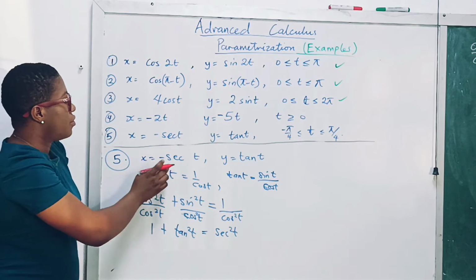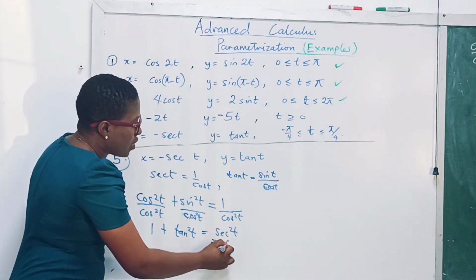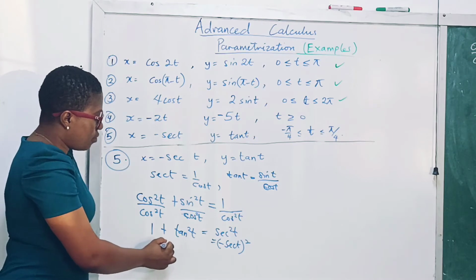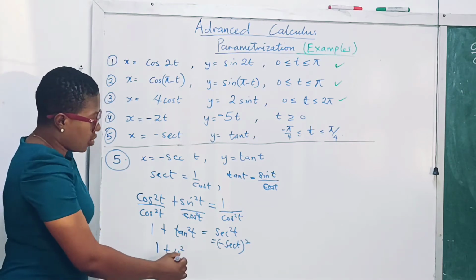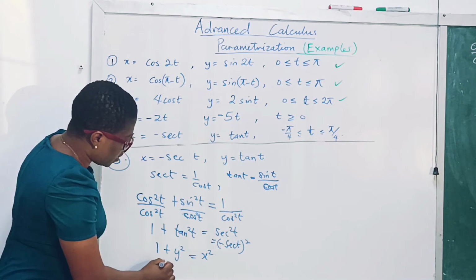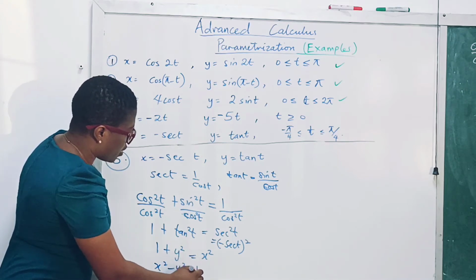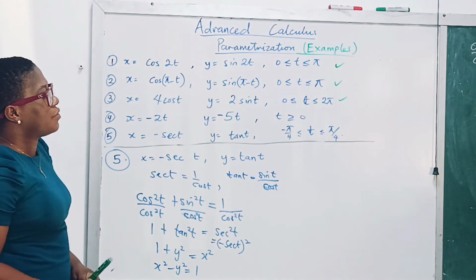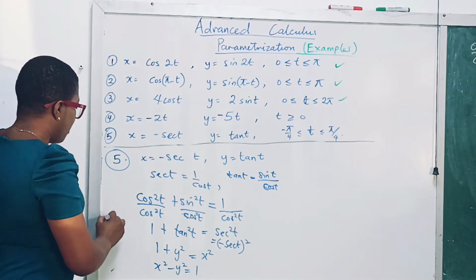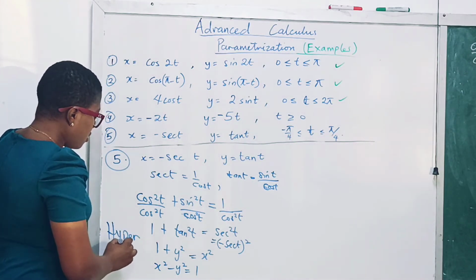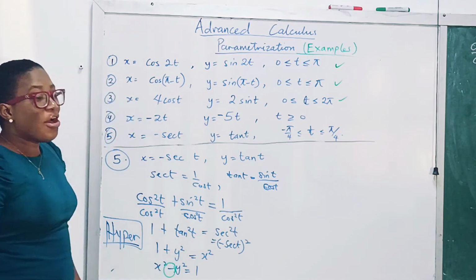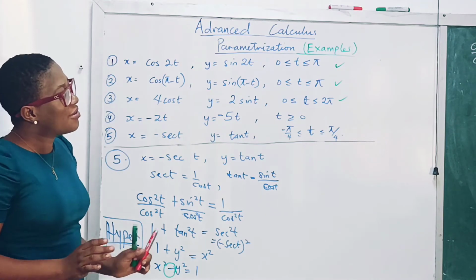So if I substitute now, sec squared t is the same thing as minus sec t all squared. So now let's substitute. We have 1 plus y squared is equal to x squared. Now let's take it to look like something that we know. We have that x squared minus y squared is equal to 1. What type of equation is this? This is a circle. This is a hyperbola. Hyperbola, the way to easily know it is this minus. It's a plus in the circle. The minus shows it, where a and b are 1.